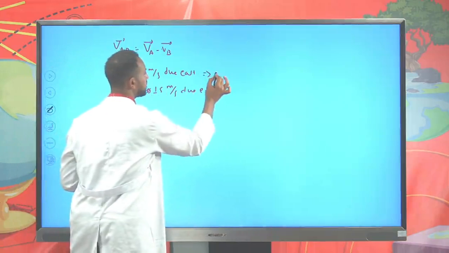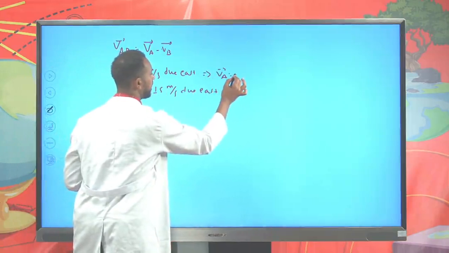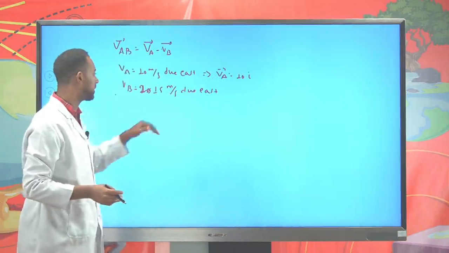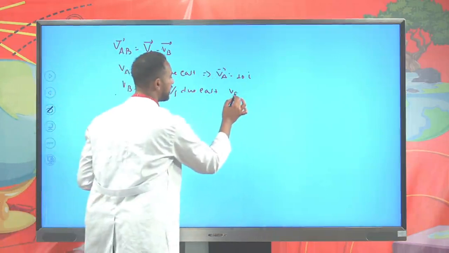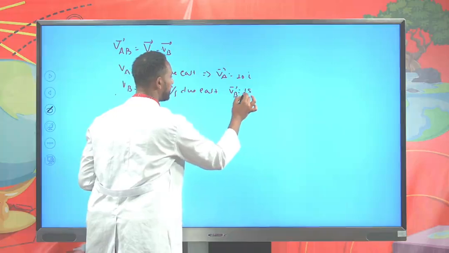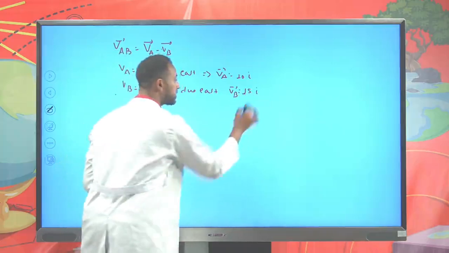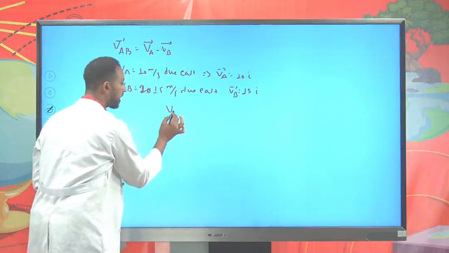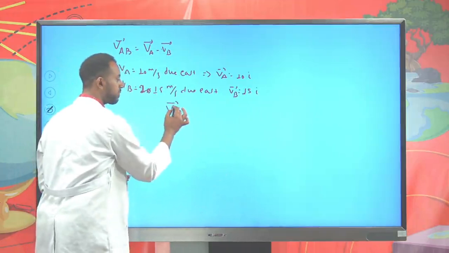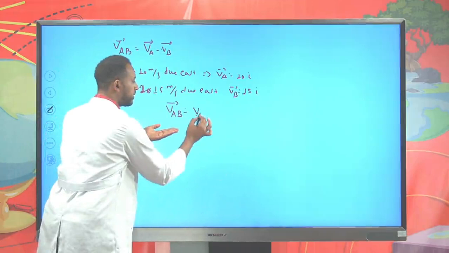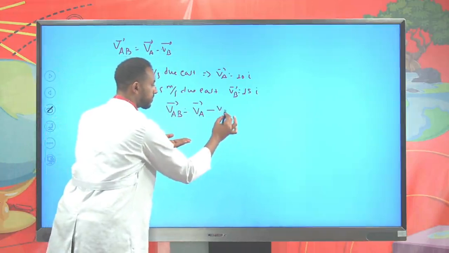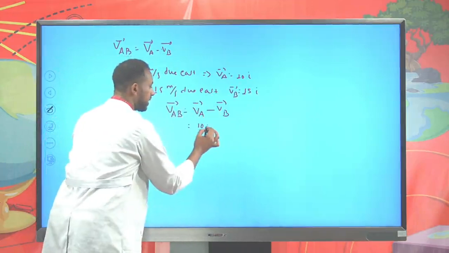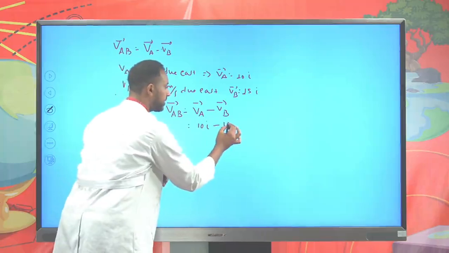In this case, it's possible to represent VA vectorially as 10 i, since it's acting along x. And the velocity of B is 15 meters per second. Again, since it is acting due east, you can use i. So what is the relative velocity of car A with respect to an observer on car B? If you have such an equation, you just put VA minus VB, and you have to put it vectorially. Therefore, car A is 10 i minus car B is 15 i.